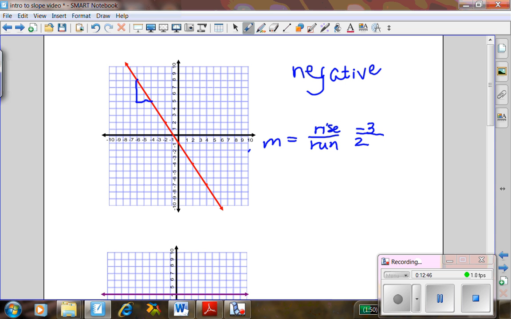If I keep doing that, I'll get more points. Down 3, over 2. Keep going. Down 3, over 2. And there's my y-intercept. I go down 3, and I go over 2. Down 3, over 2. Down 3, and over 2. And there you go. A little sloppy, but I still have all my points there.